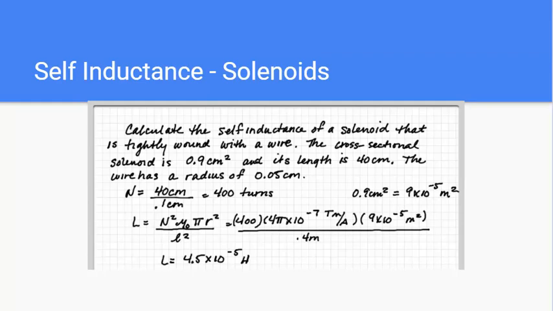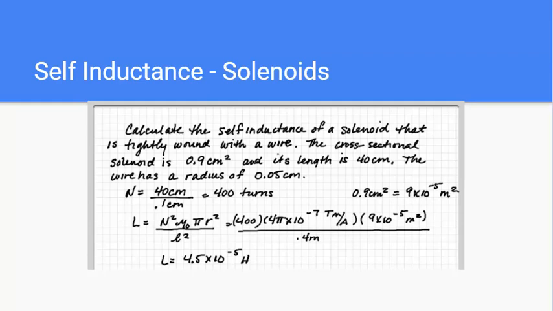So here's an example where you calculate the self-inductance of a solenoid, and it had a little bit of a twist to it. You had to figure out how many turns were in the solenoid, so it gave you the diameter of the wire, and it told you how long it was. So you kind of had to figure out how many wraps of wire would fit in that length, and so you end up with 400 turns. The other twist to this was the area was given in square centimeters, so you have to make sure you make the change to square meters, and then you just plug it into the equation and do a little bit of algebra.